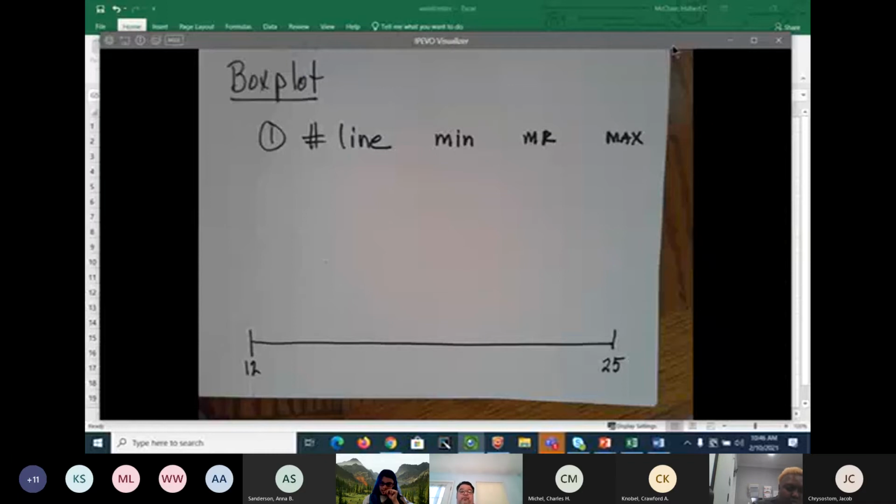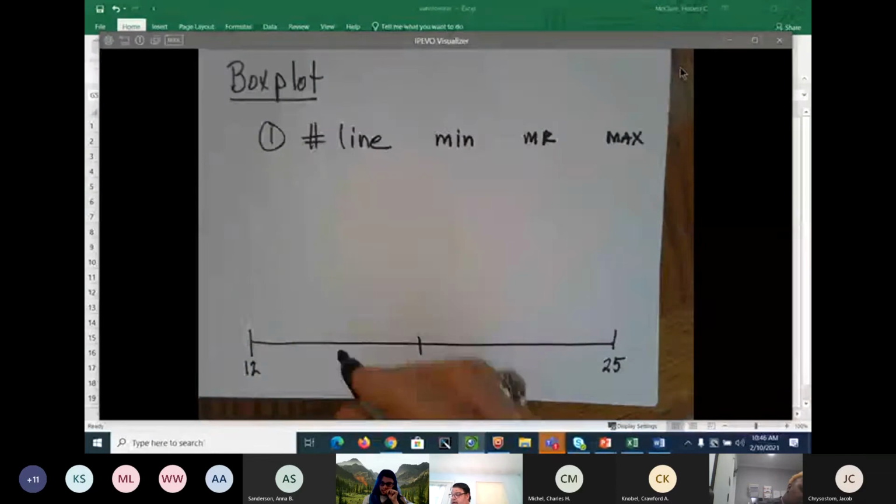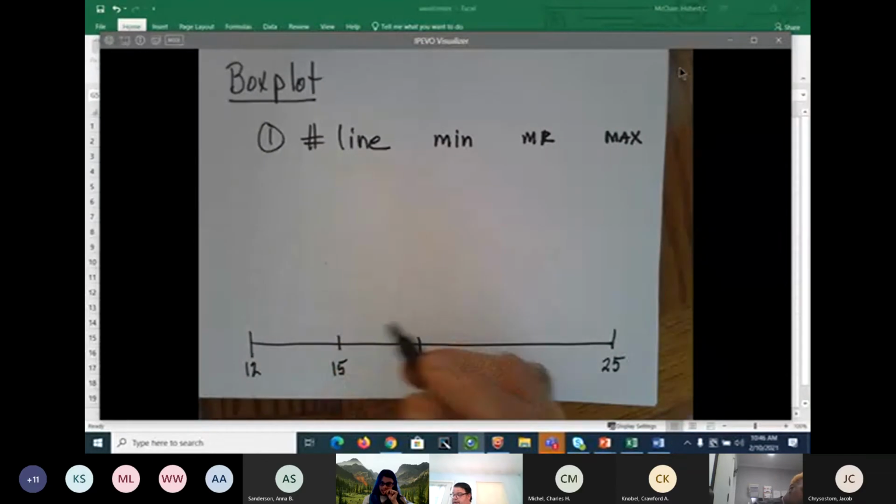All right. 12 to 19 is 7. Half of 7 is 3.5. So that's 15. I'm graduating my number line. I'm just putting marks on it. There's nothing spectacular. You just find the midpoint of the midpoint of the midpoint. 19 plus 25 is 44. Half of 44 is 22. And 12 to 15 is 3. Half of 3 is 1.5. So that's going to be 13.5.